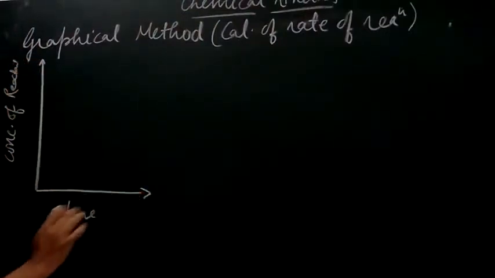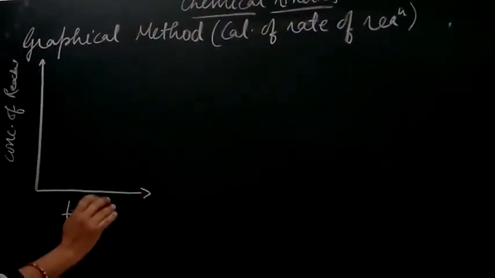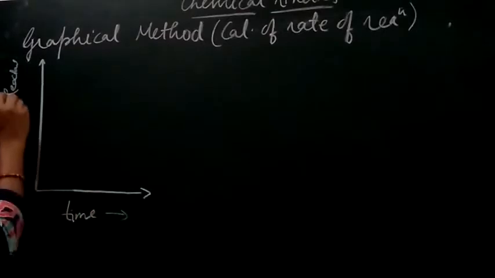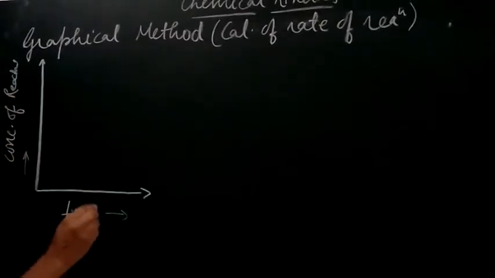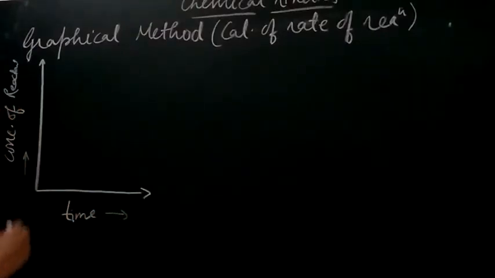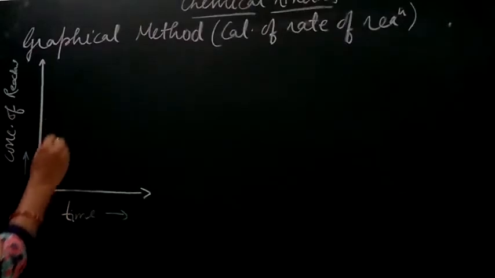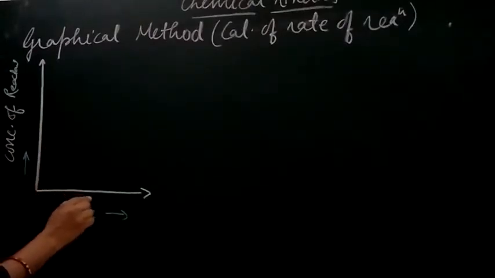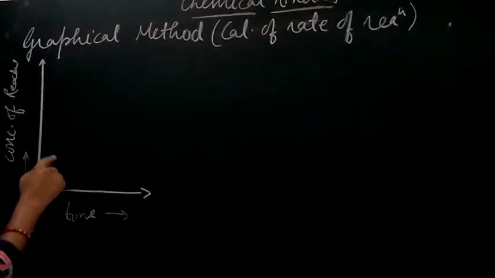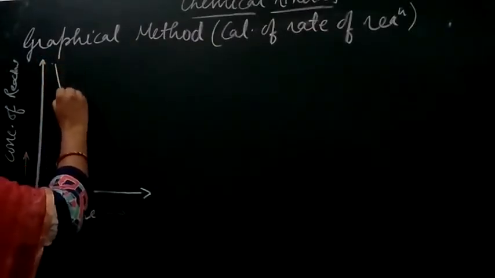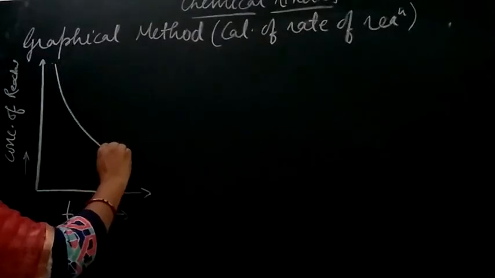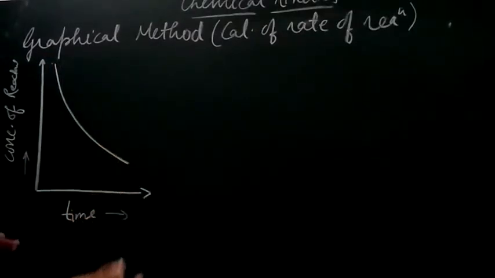On the x-axis we have mentioned time, and on the y-axis we have the reactant concentration. Here, students, we are drawing the plot of the reactant variation with time. You know that as time proceeds, there will be a decrease in the concentration of the reactant. So it is in this way: there is a decrease in the concentration of the reactant as time moves on.